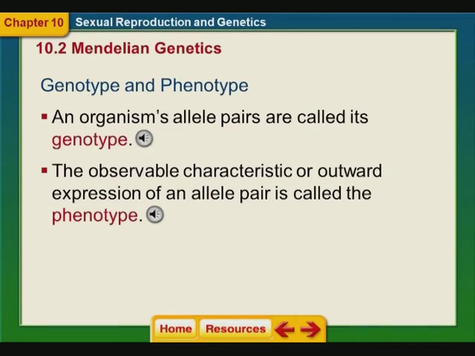Genotype and phenotype. Have to understand this too. Genotype is the actual letters. That would be like capital T, capital T, or capital T, small t, or small t, small t. Now, a phenotype is what it looks like. Okay, so if your genotype is capital T, your phenotype would be tall.